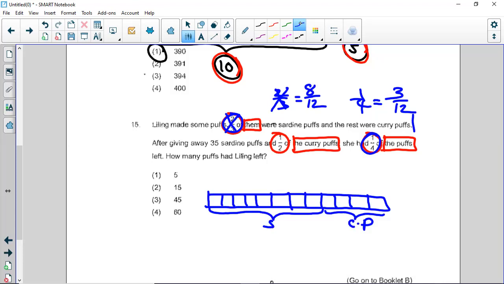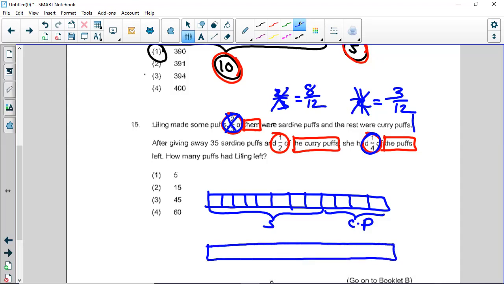Okay, after giving away 35 sardines and half of the curry puff, she had 1/4 left. If you don't know how to draw, never mind. Can you draw the 1/4, which is 3/12? So instead of 1/4, it is 3/12 of the curry puff. So what do I do? So if you don't know how to add on to your model, you draw another one, which is all the curry puff, and you cut into 12 boxes.